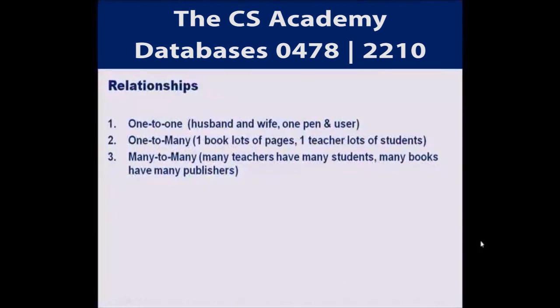Now you can see the relationship. We have basically some types of relationships. The first is one-to-one, for example husband and wife, or one pen and a user. Then one-to-many, that is one book, lots of pages, or one teacher, lots of students. Then many-to-many, that means many teachers have many students, or many books have many publishers, or many books have many pages. So this could be in these terms or categories. Basically these are the relationship types.